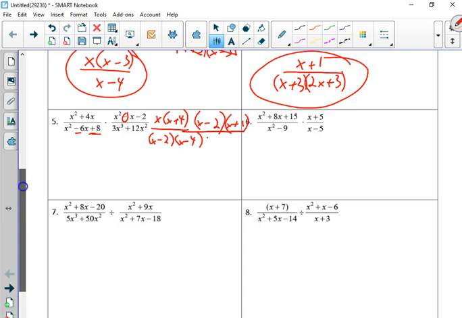And then here, I'm going to pull out a 3x squared and give me x plus 4. So this x plus 4 cancels with that x plus 4. This x minus 2 cancels right there. This x will cancel with one of these x's, leaving me 3x on the bottom. So at the top, all I'm left with is x plus 1. And at the bottom, I'm left with 3x times x minus 4.